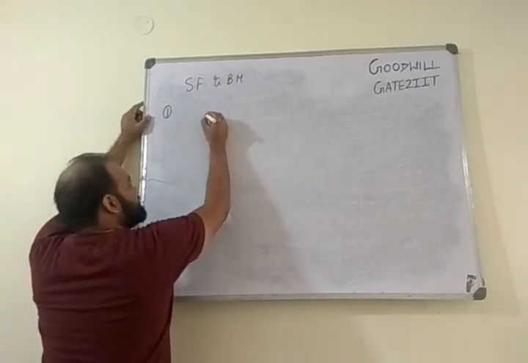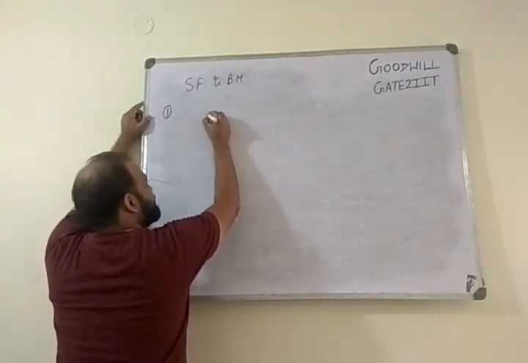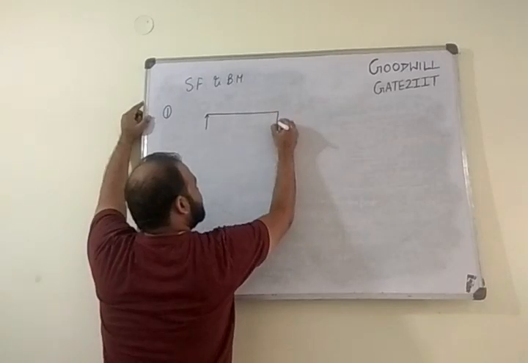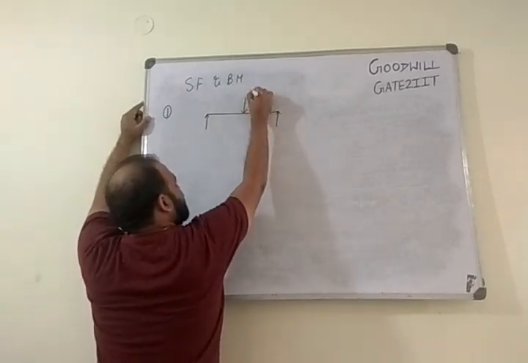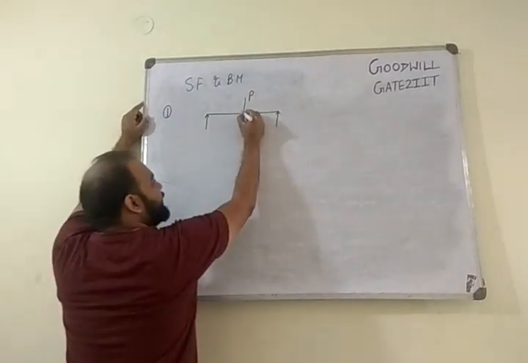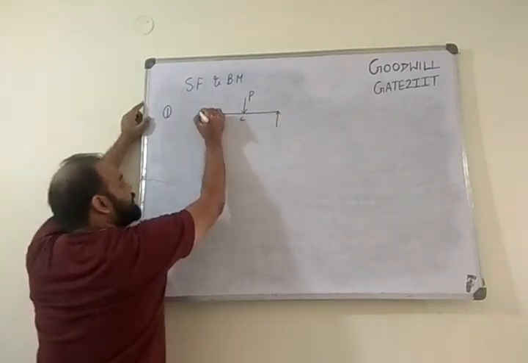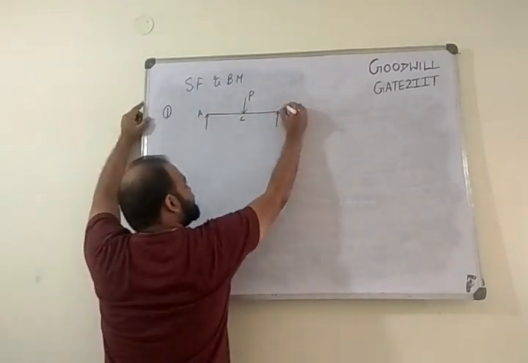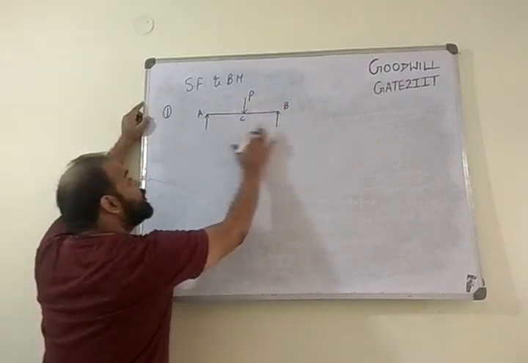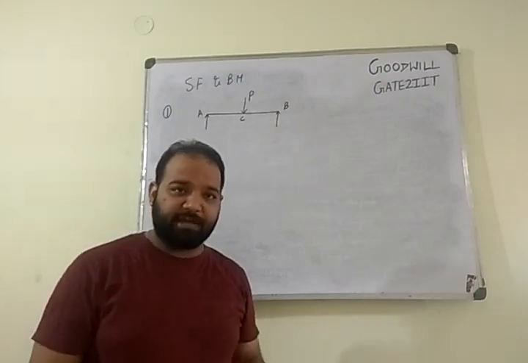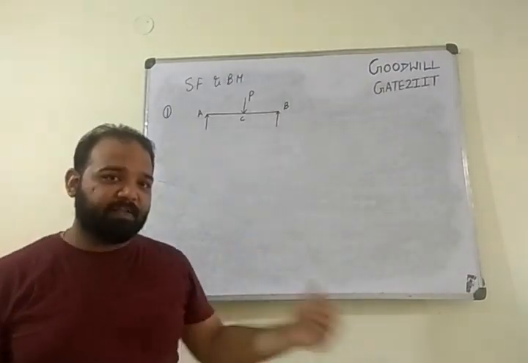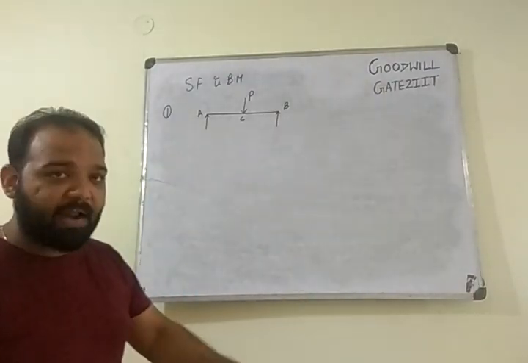So I'll start with the first numerical. Alright, so I'll give you a simply supported beam. Let's say you have a simply supported beam, and a load P is applied at the center point. This point is A, this point is B, and we don't know the reactions. We have already seen in the previous lecture how to calculate reactions when you have any kind of beam, whether it be cantilever or simply supported or overhang beams.